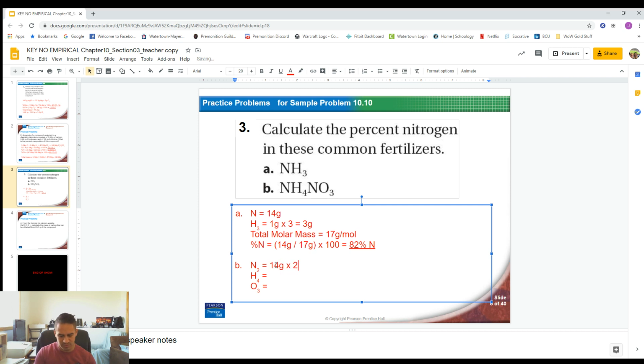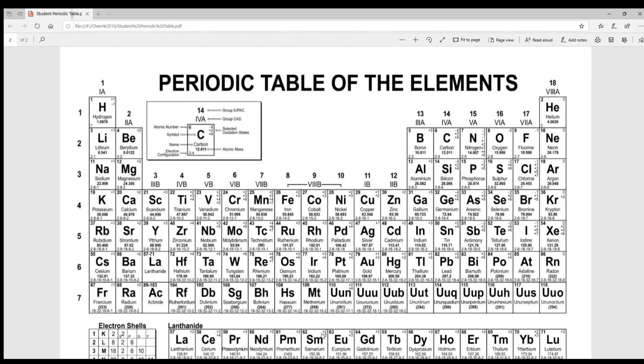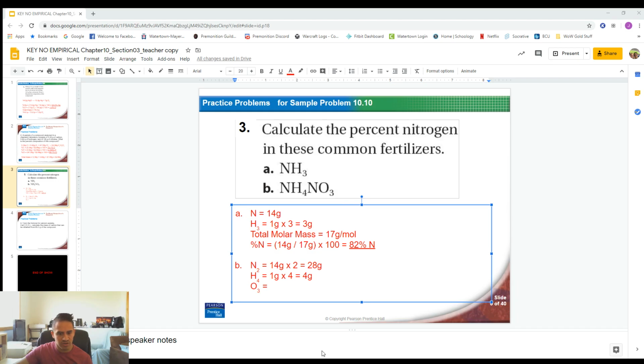We just did that on the previous one, so we can do that one pretty quick. So that's 28 grams. Hydrogen we also looked up. That's 1 gram apiece. There's 4 of them, so that's 4 grams. And then for the oxygen, let's go look real quick just to make sure we remember what oxygen's molar mass is. Oxygen is 15.999. It's basically 16. So back to our notes here.